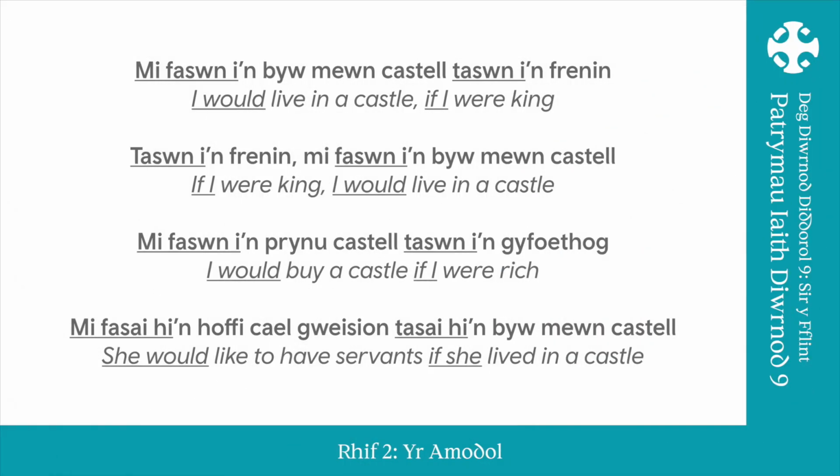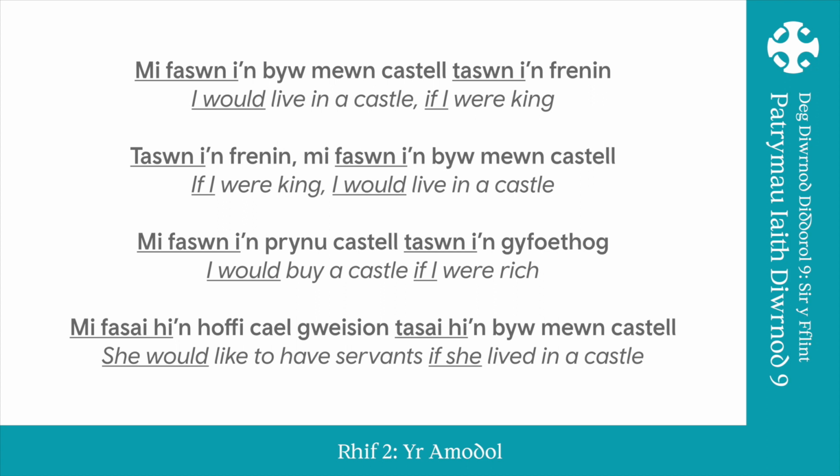Very often there is a second half to the conditional sentence, the part containing the if, the condition. Mi faswn i'n byw mewn castell taswn i'n frenin. I would live in a castle if I were king. Notice that these two halves can go in either order. Taswn i'n frenin, mi faswn i'n byw mewn castell. If I were king, I would live in a castle.